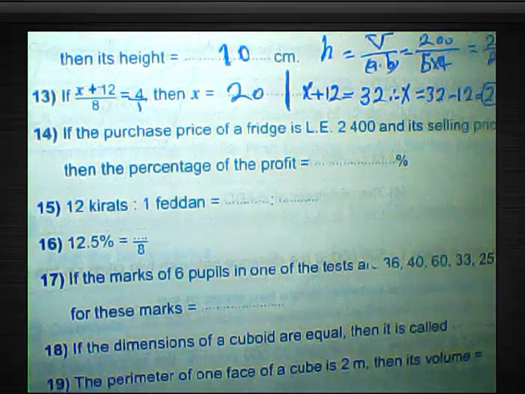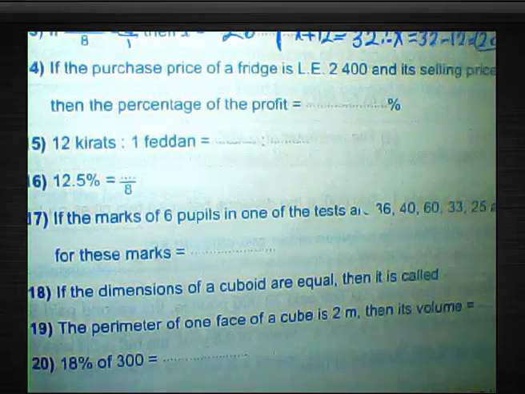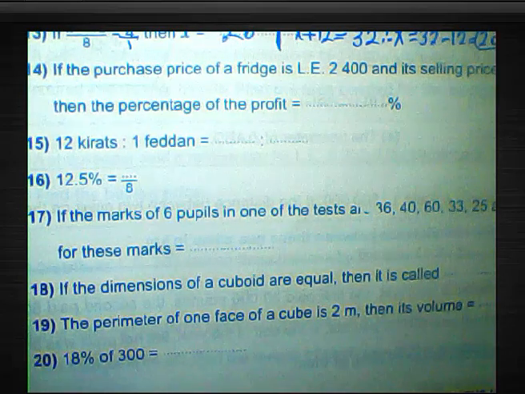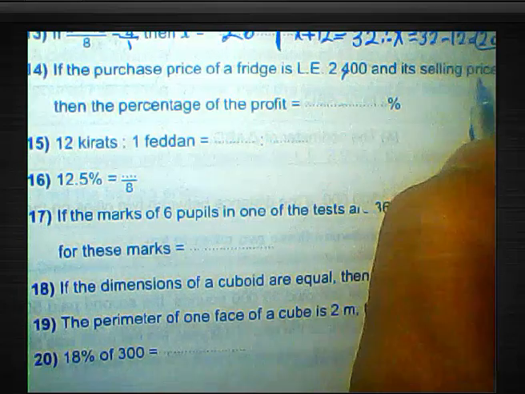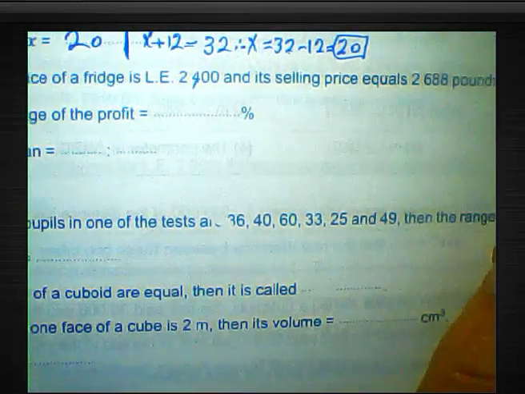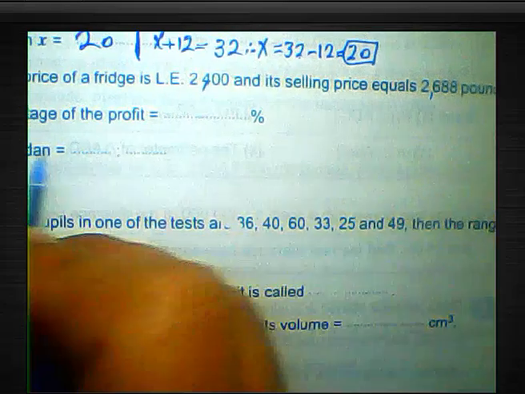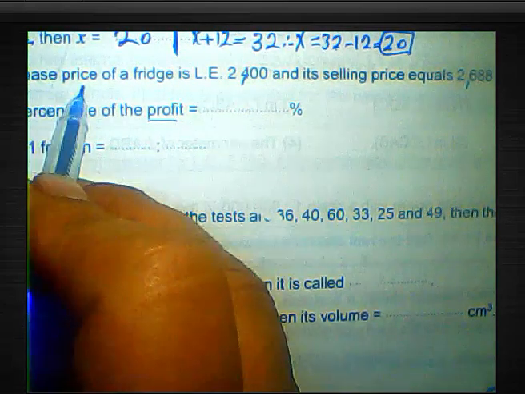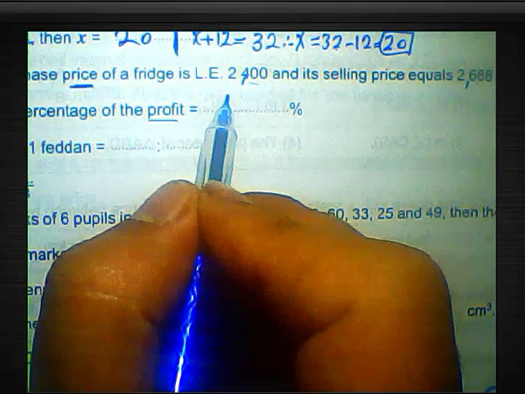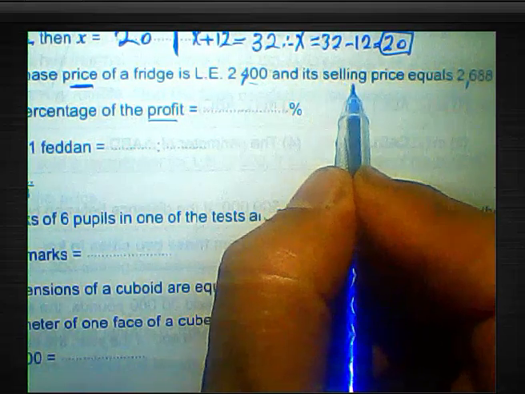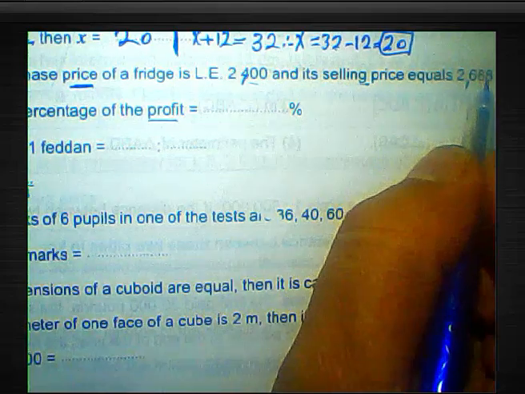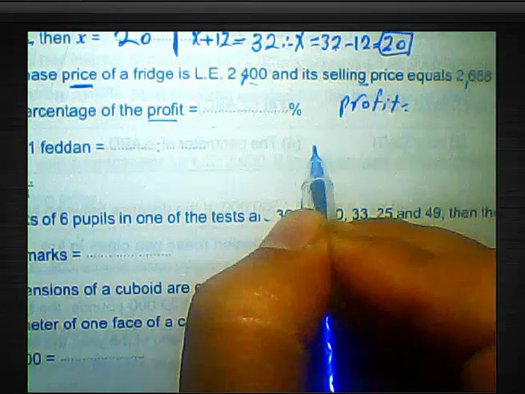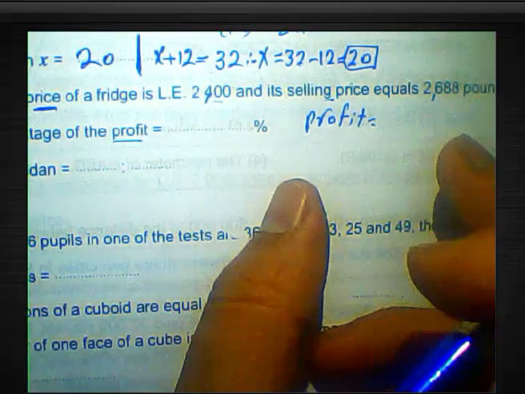Question 14. The first price of an item is 2,400 and its selling price is equal to 2,688 pounds. This is the percentage of profit. We can find here the price was 2,400 and he sold it. So we can find the profit. The profit equals the difference between the price and the selling price.